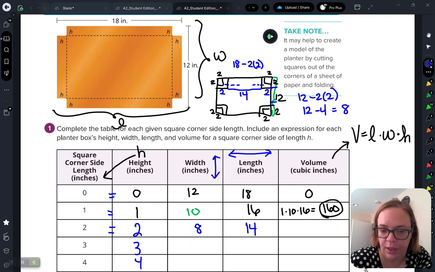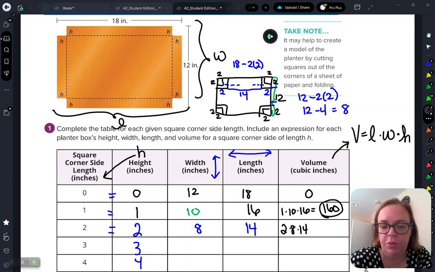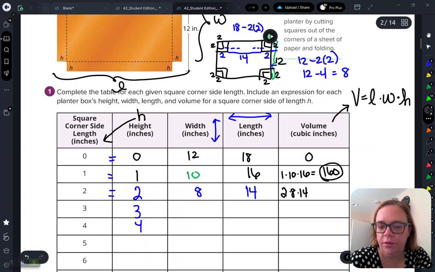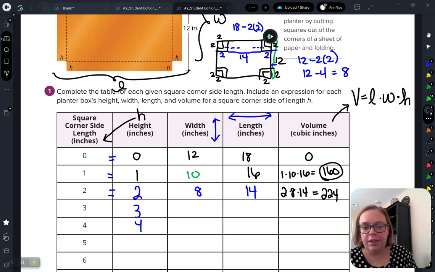Okay. All right, now let's do our volume. We're going to do 2 times 8 times 14. Remember, you're just multiplying these 3 dimensions together. And that gives us 224. So we can see that that volume is increasing.